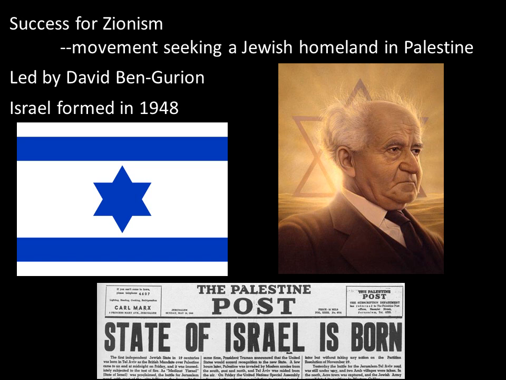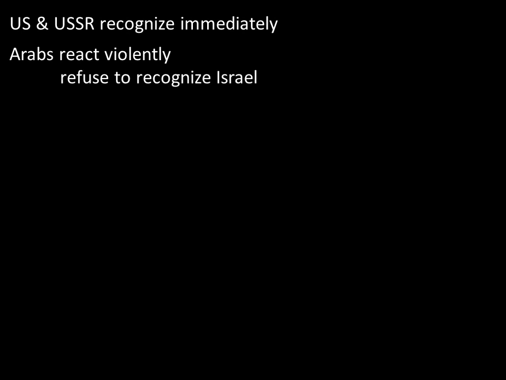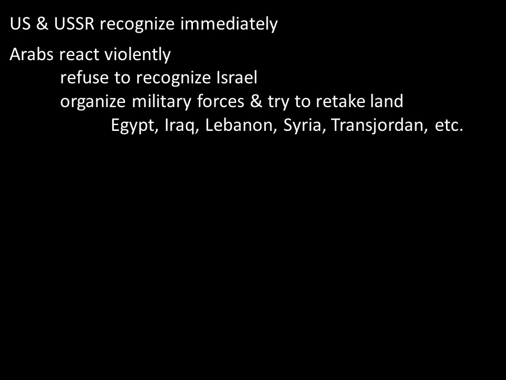Immediately, the U.S. and the Soviets recognized this new country, but the Arab countries react violently. They refuse to recognize Israel as being a legit country, and they actually organized their military forces to try and retake this land for Palestine. So your Egypt and your Iraq and your Lebanon and your Syria and your Transjordan, these Arab nations are going to come together and try to retake this land.